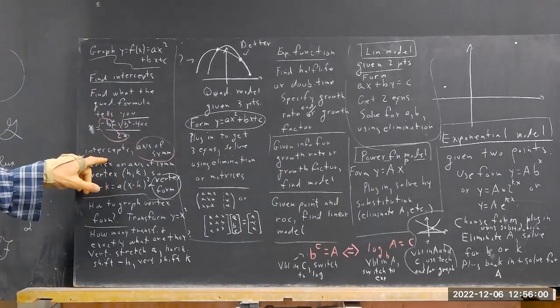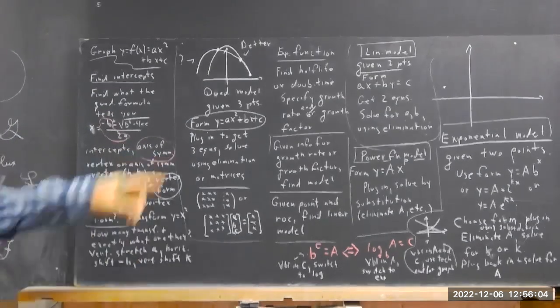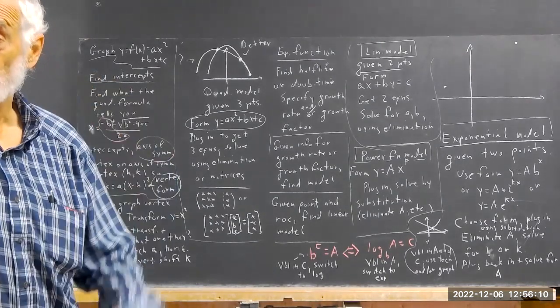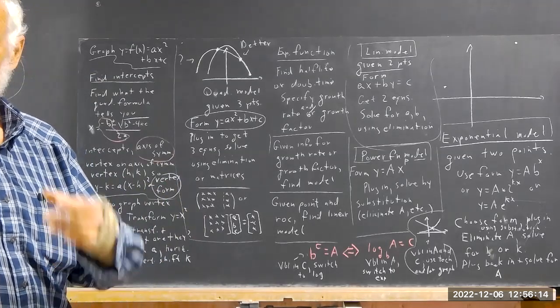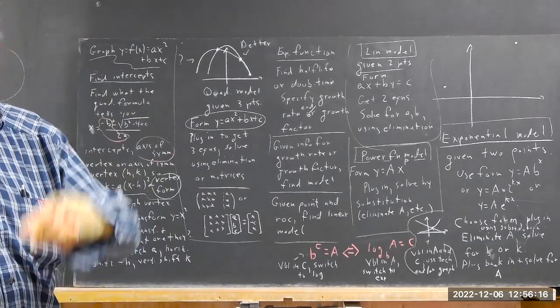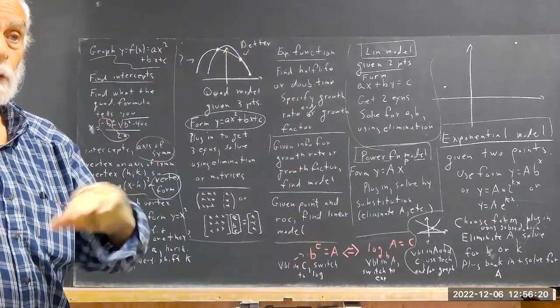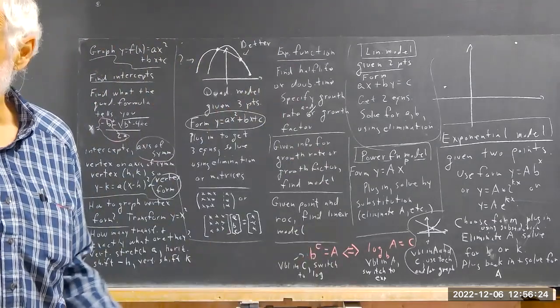So this formula gives you the intercepts, it gives you the axis of symmetry. The vertex is on the axis of symmetry, so you can find the vertex. Once you've found the axis of symmetry, find the vertex. That's the most important point of all on a parabola. It's the point where it hits its maximum value or its minimum value. And often you want to maximize or minimize a quadratic function in applications.